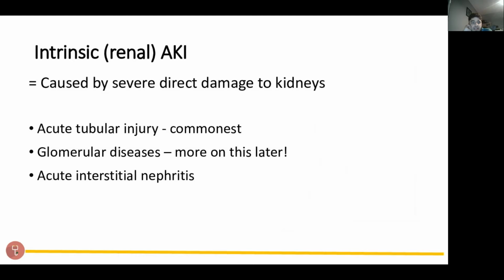Next type of AKI is an intrinsic AKI. This is where you get severe direct damage to the kidneys. Acute tubular injury is the commonest, and we'll talk about that. But other things are also glomerular diseases, which we'll have a section to itself later, and also acute interstitial nephritis.